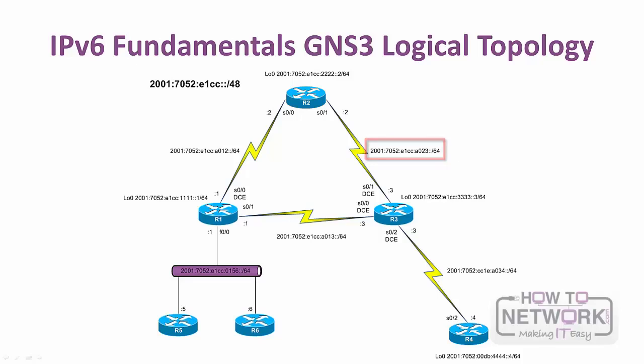The three internal serial networks are, between R1 and R2, A012, between R1 and R3, A013, and between R2 and R3, A023. The LAN segment behind router R1 has subnet ID 0156 because it is connecting routers R1, R5, and R6.